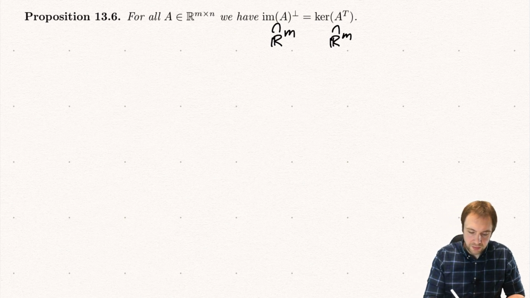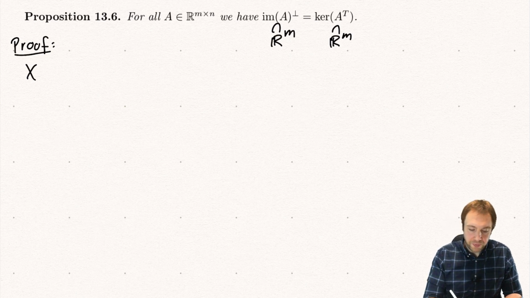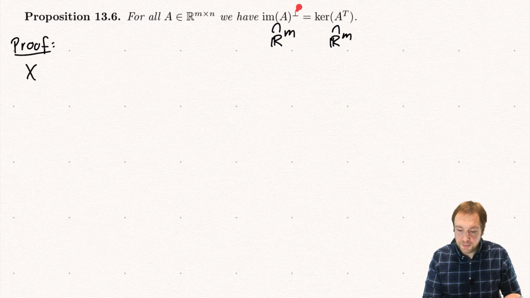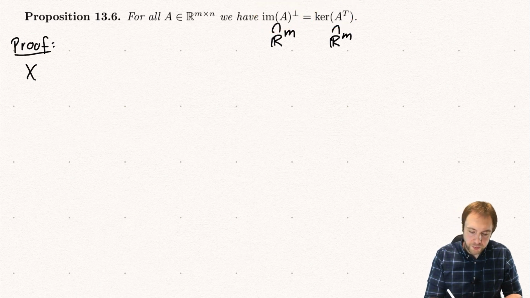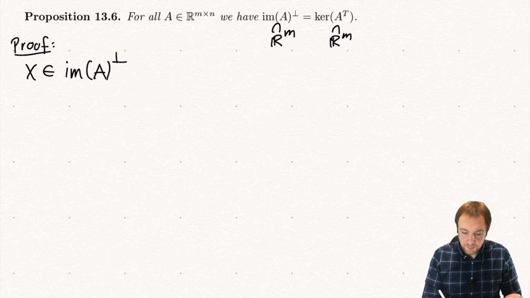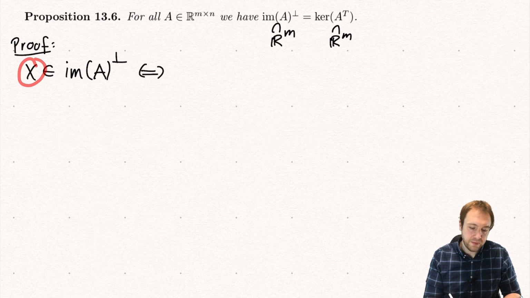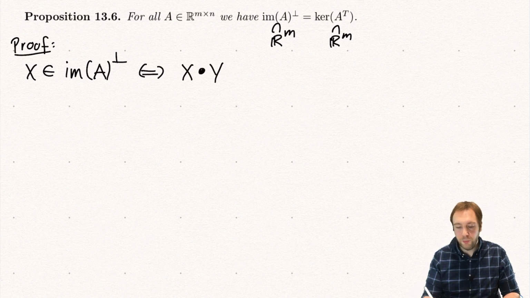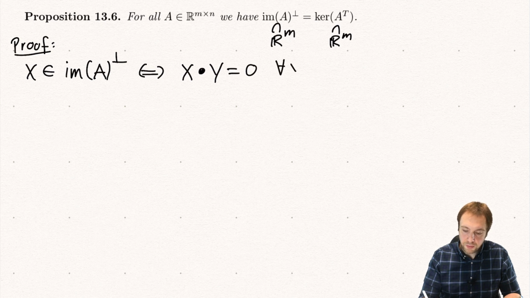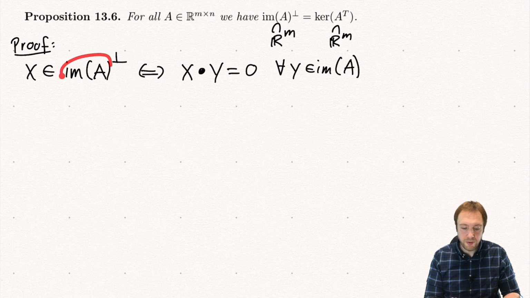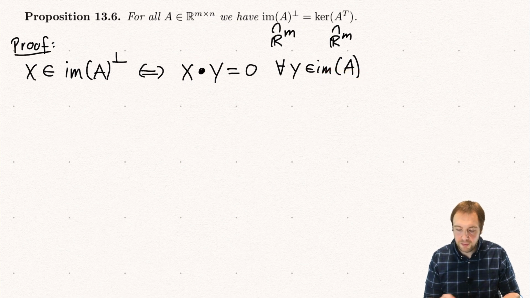Okay, so let's prove it. This will now be several steps. We want to see that any element here is also an element here, and vice versa. So we will start with an element x in the orthogonal complement of the image of A. This means that x is orthogonal to any element in the image of A. So the dot product of x with y is 0 for all y in the image of A. This is the definition of being in the orthogonal complement of something: that this element x is orthogonal to all elements in this something, and in this case the something is the image.